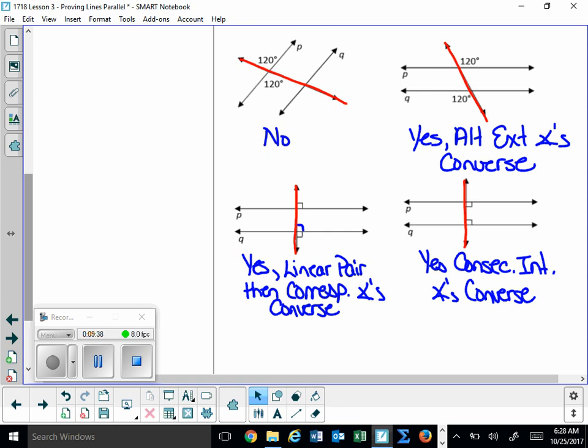The next one took me 2 steps. I didn't talk about a same side exterior angles converse because what I used was a linear pair here on line Q to determine that the angle was 90 degrees, and then my corresponding angles converse. And finally, consecutive interior angles, they have to be supplementary. 90 plus 90 is 180. So the consecutive interior angles converse.